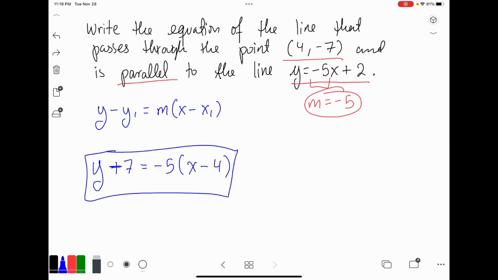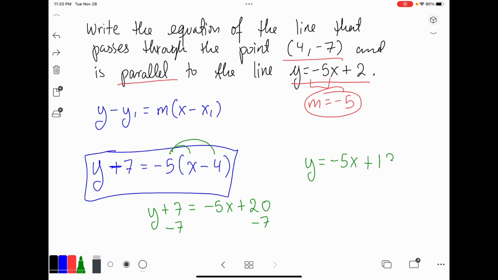Depending on which form you're asked to give the line in, if you want to write this equation in slope intercept form, all you have to do is rewrite point slope form into slope intercept form. The first step is to distribute the slope. Then we remove that 7 by subtracting it on both sides. You combine your like terms, and you get this equation. Both of these equations are the exact same line, just written in two different forms. I always recommend writing an equation in point slope form, and if you're asked to give the equation in slope intercept form, then you just solve for y.